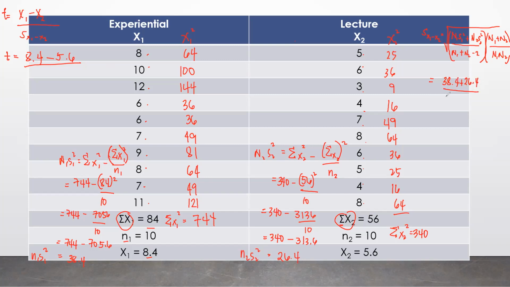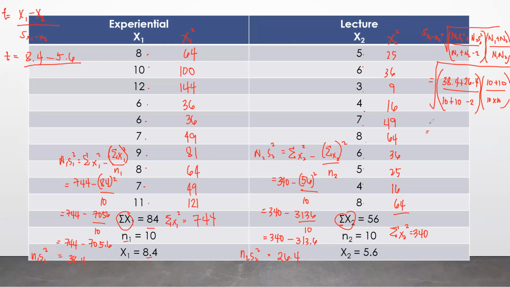Divided by N1. N1, remember, is 10. 10 yan sila lahat. Plus N2, 10 din. Minus 2. Times N1, that is still 10. Plus 10. Divided by N1 times N2. So, this is 10 times 10. Okay, do not forget the square root.